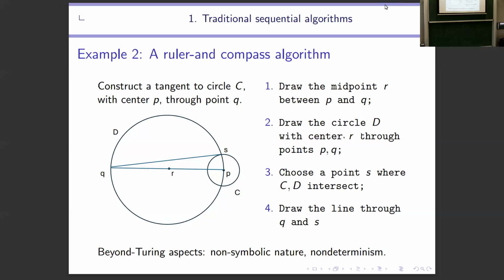Now, here is the solution. First, you draw the midpoint. That by itself is a problem which needs to be solved, but we assume we know how to do that. Then you draw a circle around this midpoint through P and Q. Then there are two intersection points, and you choose one. Notice, non-determinism is coming. You have to choose one of two. It doesn't really matter. It's all automorphic. Mathematically, it's just the same thing. Nevertheless, you have to choose one of the points.